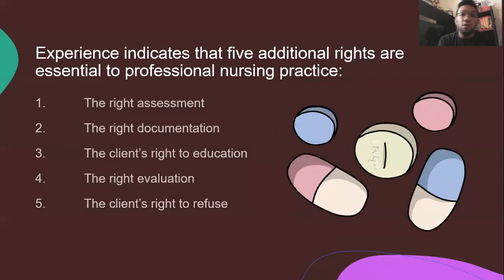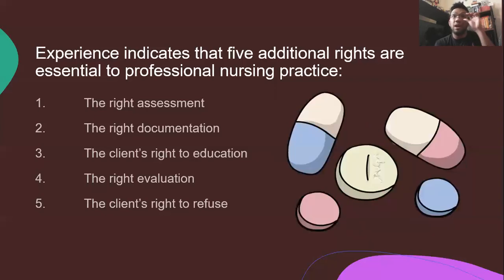Number three, the client's right to education. So if the patient is going to be discharged and there are some medications that the patient is going to bring home with him, there are certain things that we need to educate the patient about: how to take this medication, when to take it. There are some foods that the patient may avoid and so on.